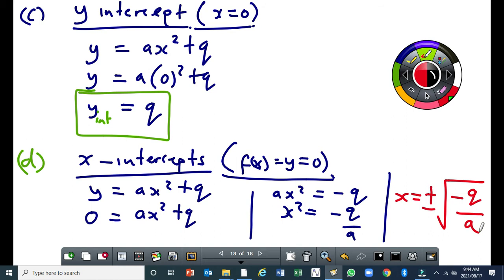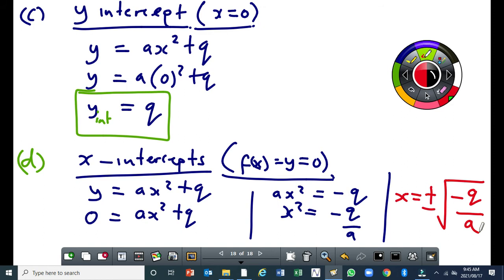Let's say, for example, someone might ask, how are we going to get a positive answer? It's very simple. If q is positive, in order for the number inside the square root to be positive, it means a must be negative. Or you can have a situation where if q is negative, then the numerator becomes a positive q.